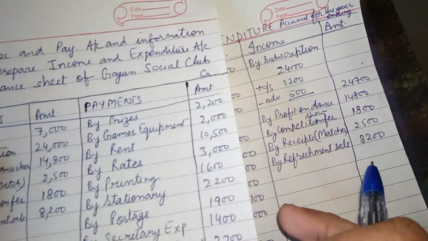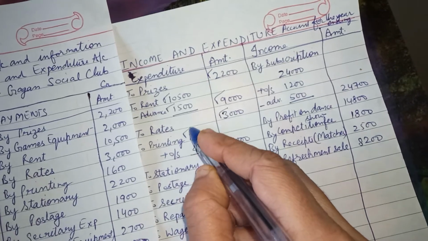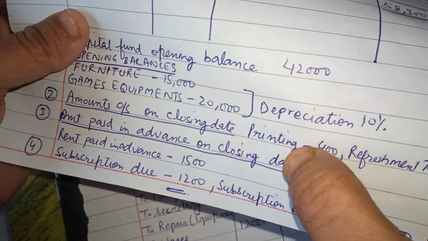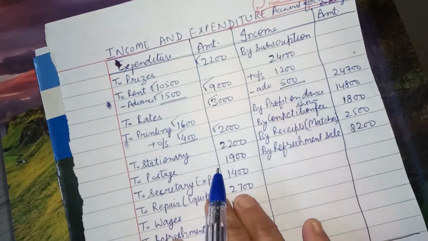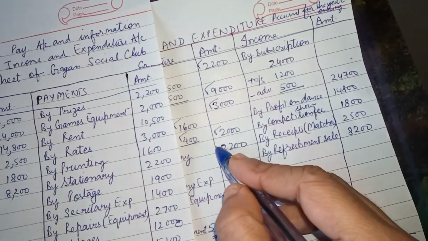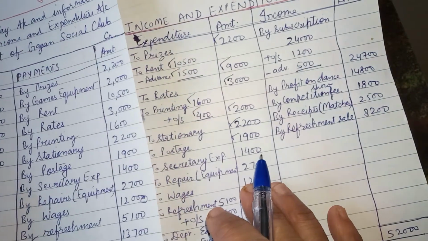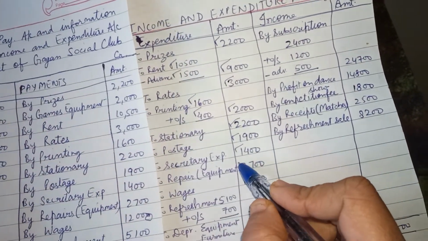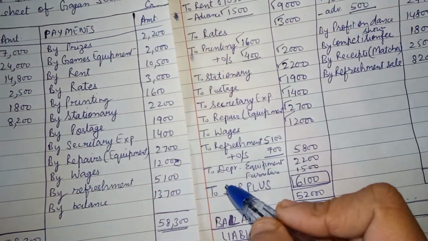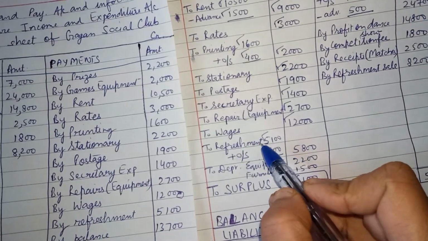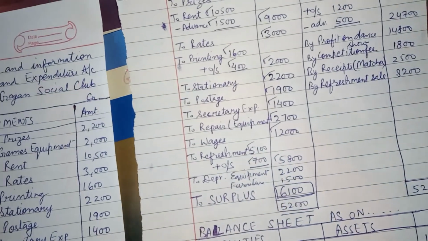Then we have our expense rates appearing here as it is. Printing 1600. The adjustment is of printing expense 400 outstanding, so we will be adding this. It comes out to be 2000. Then stationery expense 2200. Then postage 1900. Then secretary expenses 1400. Repairs of equipment 2700. Then wages 12,000. Then refreshment: we have 5100 expense plus outstanding as given in the adjustment is 700, so it comes out to be 5800 for this year.